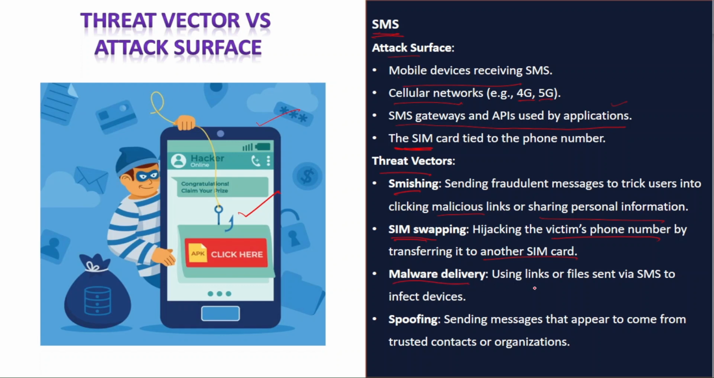Malware delivery, so using links or files sent via SMS to infect devices. And spoofing. As we can see, the attack surface and the threat vectors of SMS and emails are very identical. So spoofing, again, sending messages that appear to come from trusted contacts or organizations.